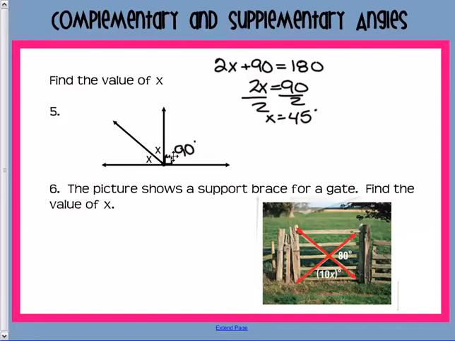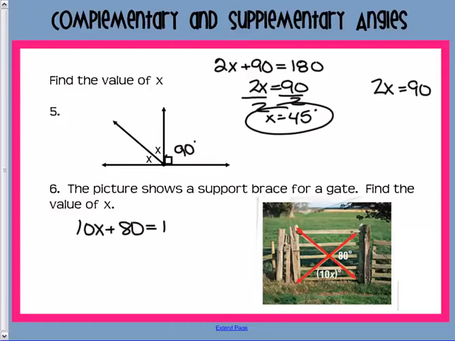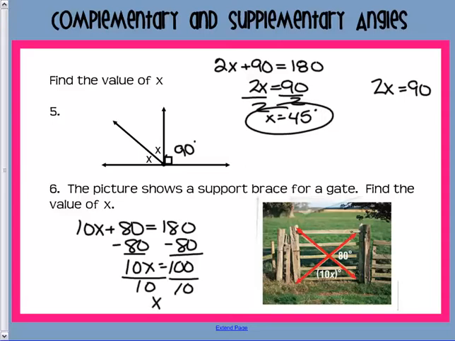The other way that you could have done this is very similar. You know that these are complementary, right? So just start at 2x equals 90. And then again, your answer would still be 45 degrees. Down here, you know that 10x plus 80 is going to give you 180. So if you take 80 away from both sides, you're left with 10x equaling 100. So if we divide by 10, x equals 10.